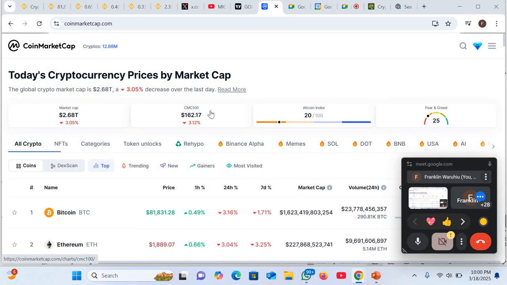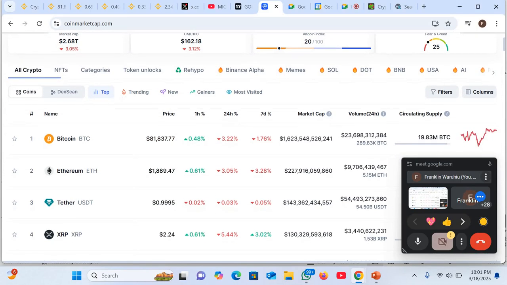And then if you look here, we have what we call CMC 100. CMC 100 is simply the top 100 cryptocurrencies by market cap that are covered by CoinMarketCap. And then the next thing that you will see is what we call altcoin index. And then on your top right, you will see fear and greed.